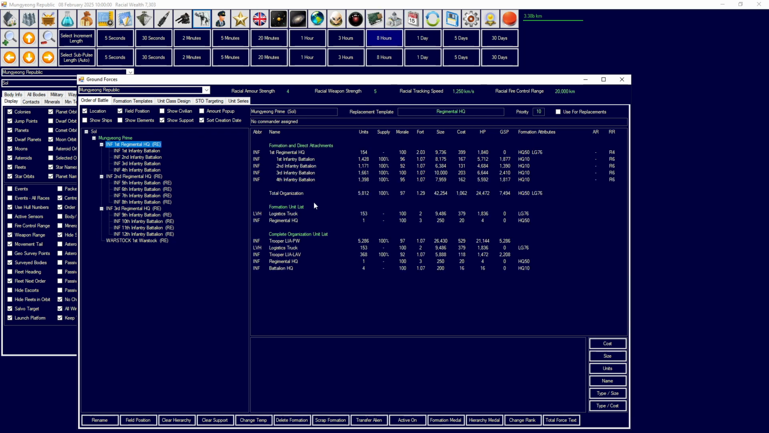And they're going to then use logistics trucks. They've already used 4 logistics trucks, and they've automatically done so. Because those logistics trucks are in the regimental HQ and they can supply those formations below, they will automatically seek them out.